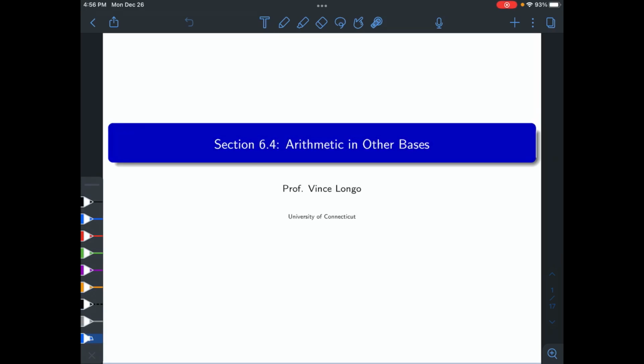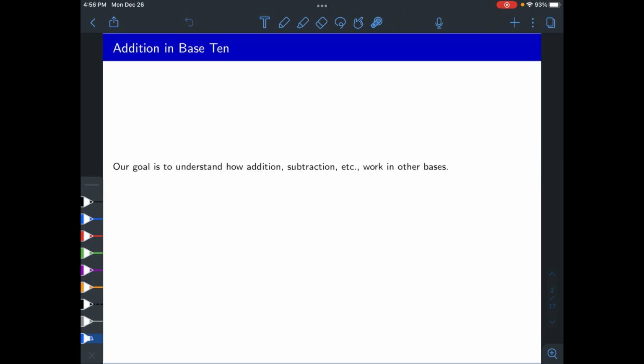Welcome to section 6.4, which is on arithmetic and other bases. So we've discussed already what it means to use a different base system, like if I were to do 6 base 8, or 16 base 8 rather. If I just start writing down some number in a different base, we've discussed what exactly this means and how we interpret this number, but we haven't really done anything with it other than relate this to our base 10 system.